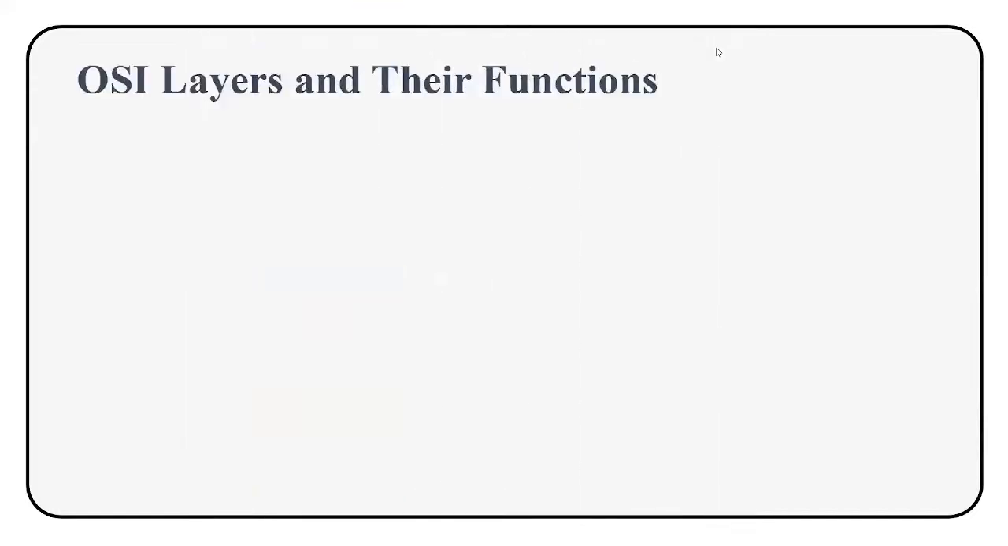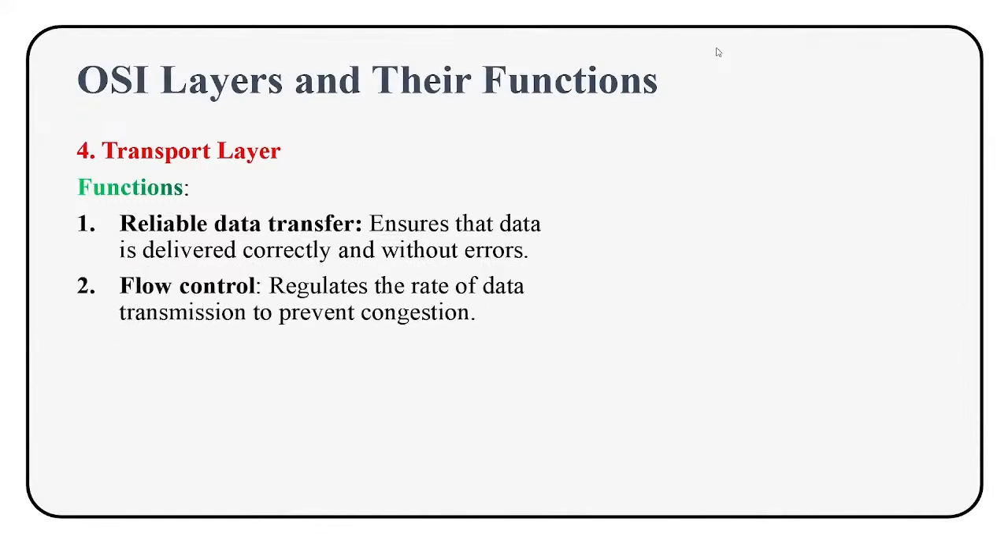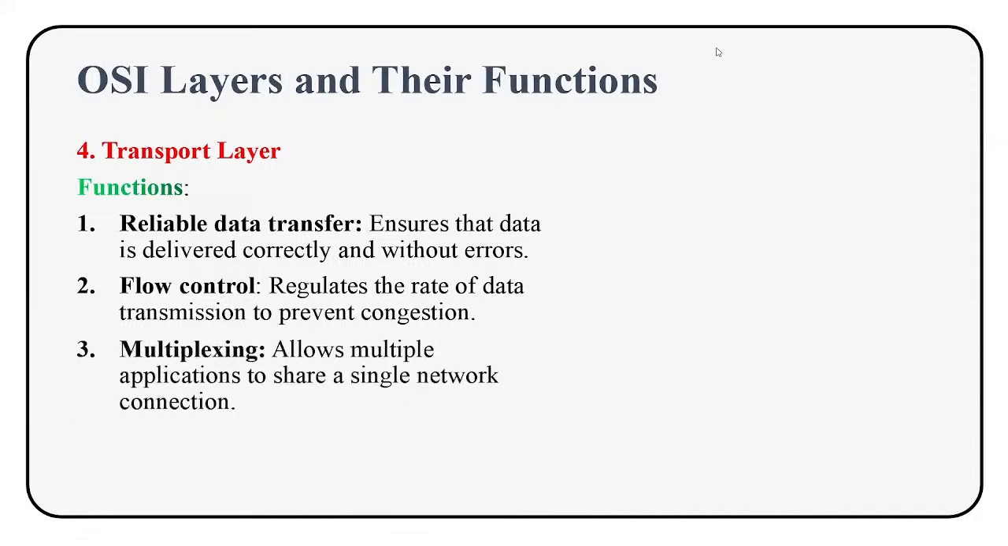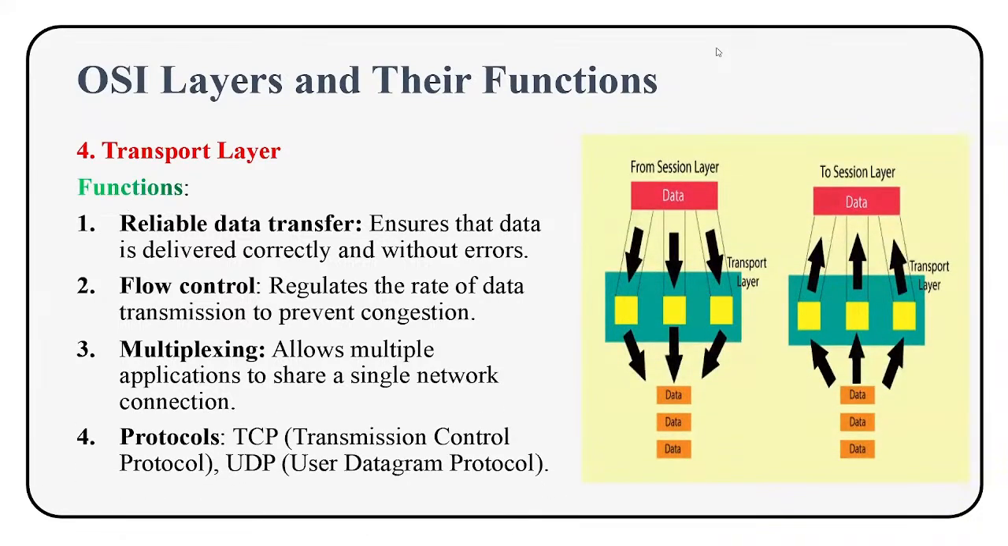Now, the fourth layer, that is the transport layer. It is responsible for reliable data transmission, and it ensures that the data is delivered correctly without errors. Errors are already removed in the previous layers, but here also it is checked. Flow control, so it regulates the rate of data transmission to prevent congestion. And multiplexing, like multiple applications sharing a single network connection.